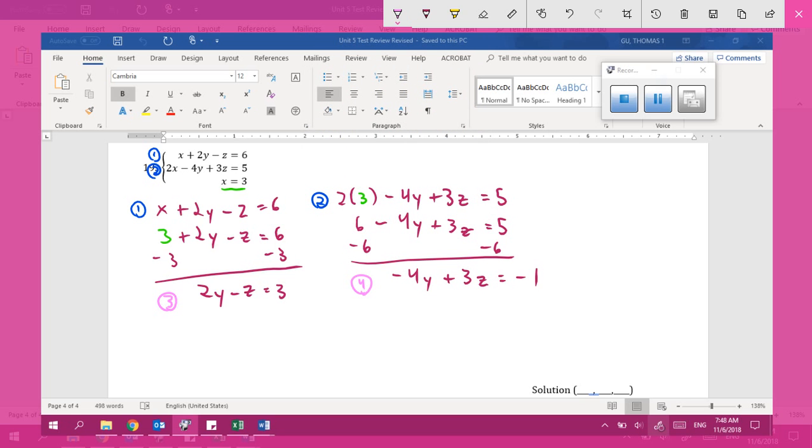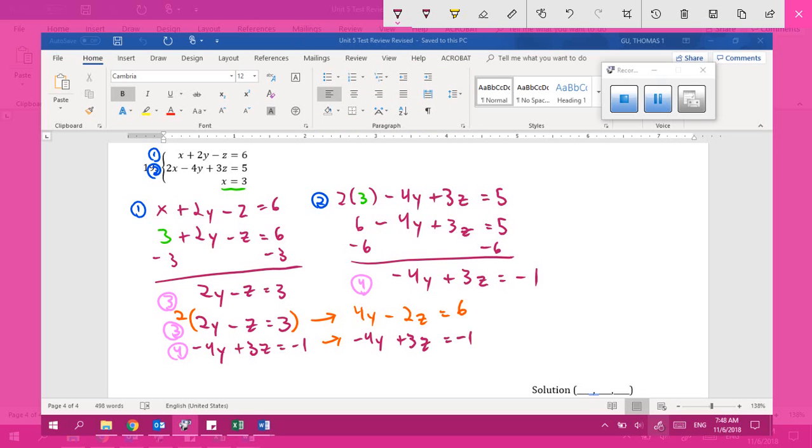Alright, then we're going to put 3 and 4 together. So I'm going to write it somewhere on the side, 3 and 4 right here. So 3 was 2y minus z equals 3, and 4 was negative 4y plus 3z equals negative 1. And so from here we can use elimination. If we just multiply the top equation by 2, then we can eliminate the y value. So let's multiply the top by 2, and that would make my new equation 4y minus 2z equals 6, because everything's multiplied by that 2. And when we add that to equation number 4, which was negative 4y plus 3z equals negative 1, you can see that the y's cancel out, and then it's just the 1z, which is z equals 5.